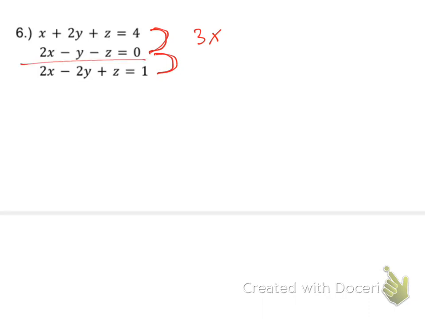So if I add these two together right now, boom, the top two. X plus 2x is 3x. Okay, so 2. What's 2y plus negative y? Just y. It's y. And 4 plus 0, no z, equals 4.